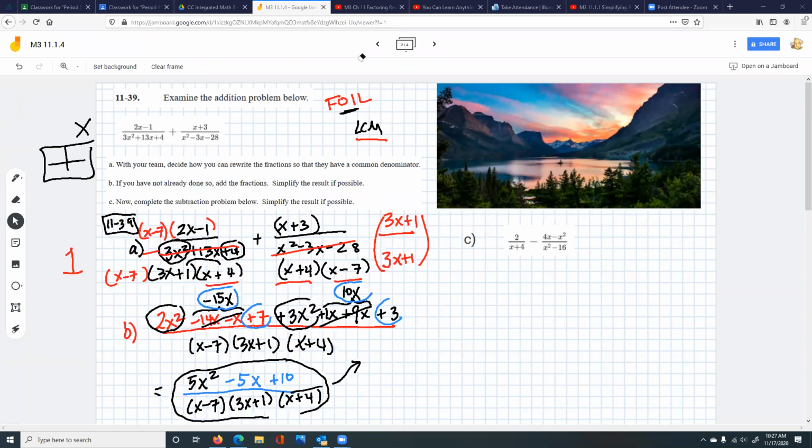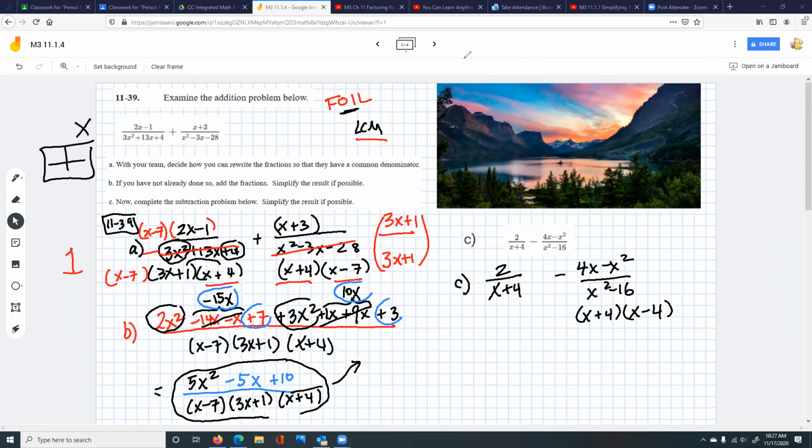Okay, we're going to do C here. C says 2 over x plus 4 minus 4x minus x squared over x squared minus 16. Okay, no common denominator. It's a subtraction problem, so they need to have a common denominator. Well, this can be factored, so I'm going to go ahead and factor this. This is a difference of 2 squares. This is x plus 4 times x minus 4, right?